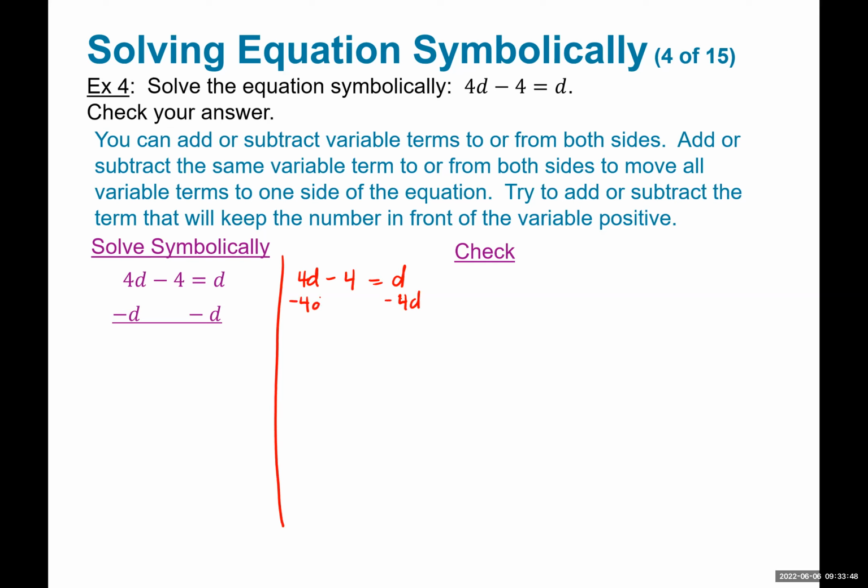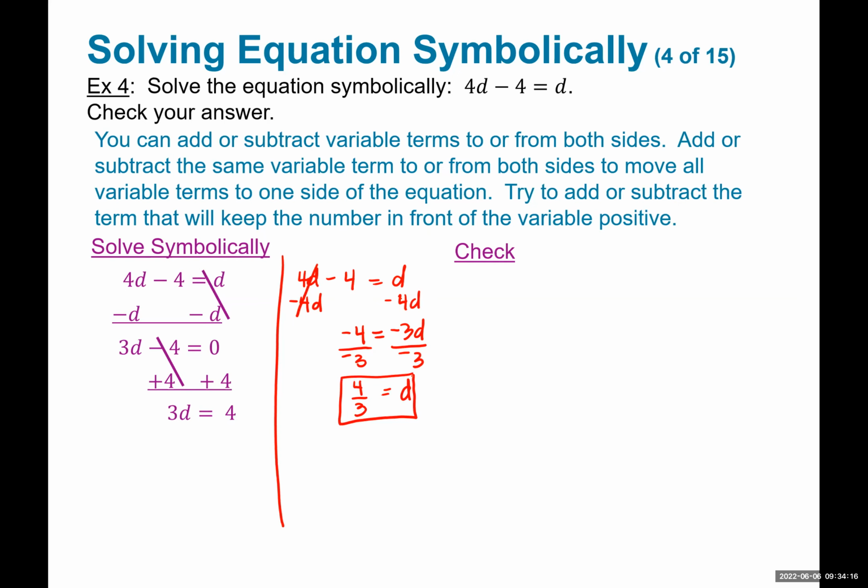I'll subtract 4D. Then we get -4 equals -3D. Let's see what the other side does. We have 3D minus 4 equals 0. Add 4 to both sides. We get 3D equals 4. Here, in my case, I'm ready to just divide by -3 so I can get the D by itself. And I get 4/3 because negative divided by negative is a positive.